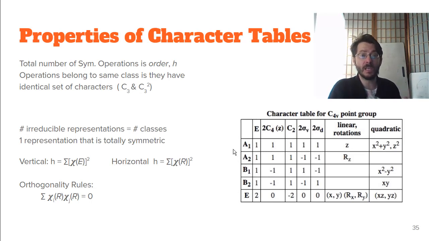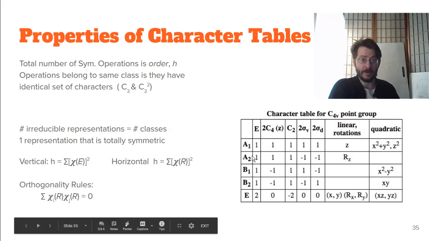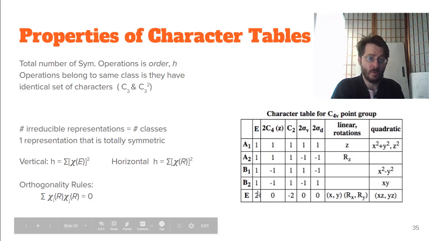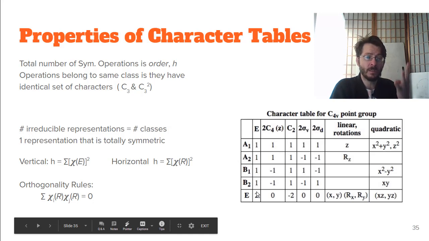It turns out that the sum of all the identity characters, the sum of all the vertical ones for the identity element, again, this is only for the identity, the sum of the squares of that is equal to the order. Again, we saw the order was h. We see that this is 1 squared, 1, 1, 1, 1. All of those squared would be equal to 4. 2 squared is 4. So the sum of the squares of those is going to be the order.